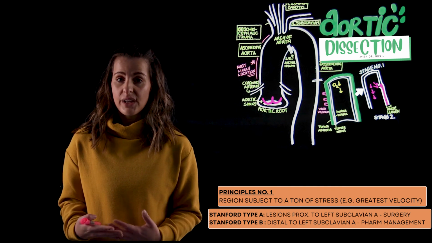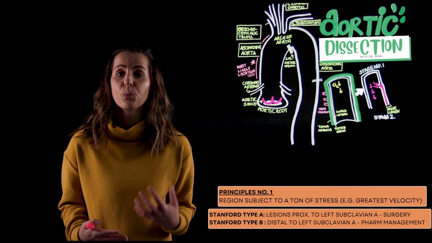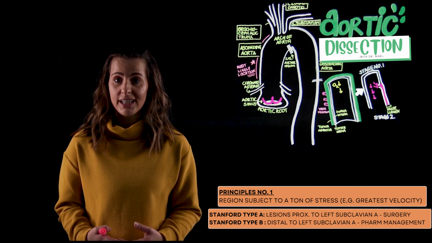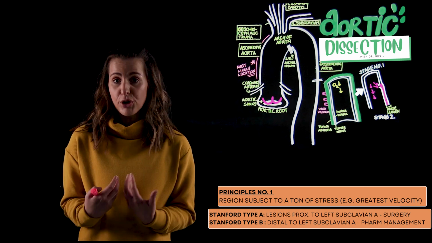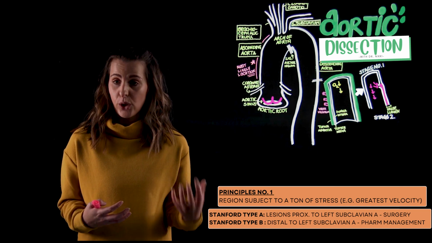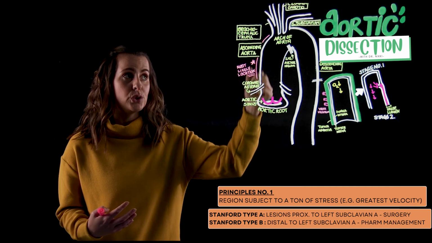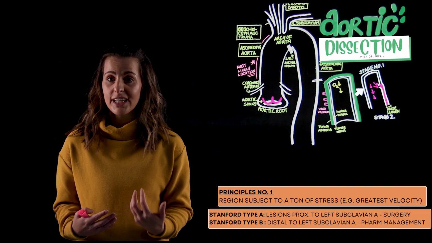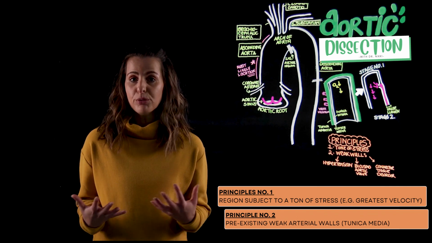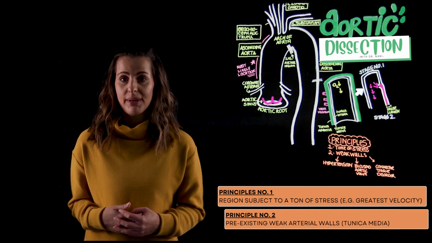For example, Stanford Type A refers to lesions that are located proximal to the left subclavian artery. I personally remember this as A affects ascending aorta, while Type B will arise distal to the level of the left subclavian artery. So there are a couple of underlying causes that are going to weaken that tunica media.